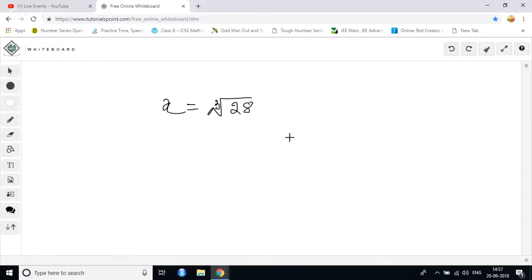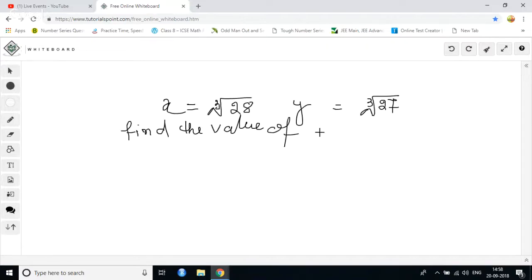X is cube root 28. Y is cube root 27. Then find the value of x plus y minus x square plus xy plus y square. You have to find this value. And this question is not that difficult. If anyone wants time, you can take time to do it.